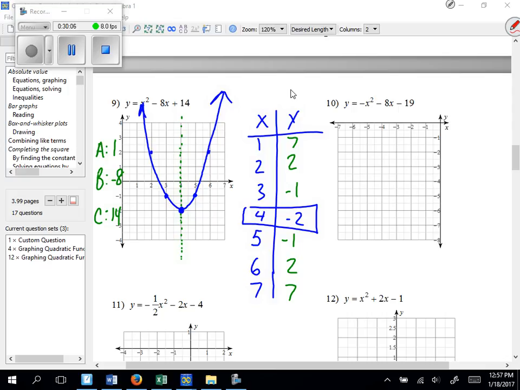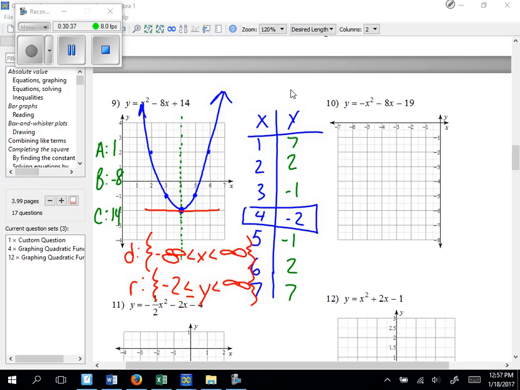I do need my domain and range. Domain, it goes forever and ever to the left and right. So I know it goes from negative infinity is less than all the x values that are less than positive infinity. For the range, the lowest value that we have is -2, and that's an actual point, so it's less than or equal to the y values that are less than positive infinity, because it goes on forever and ever.